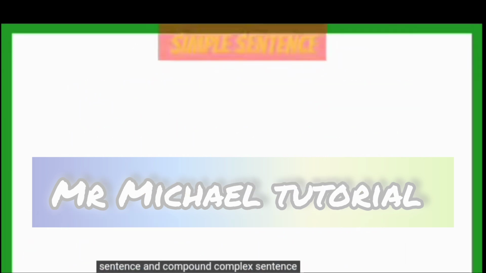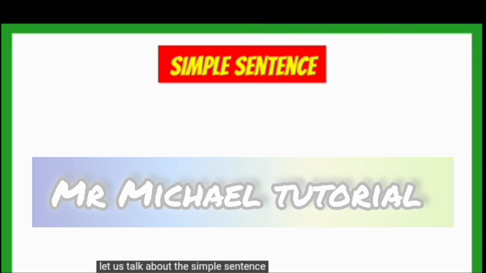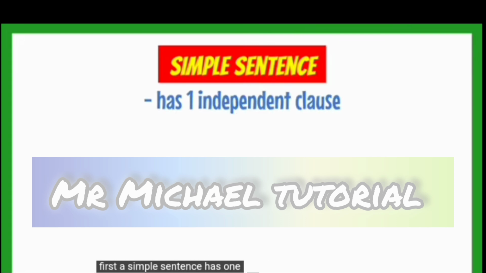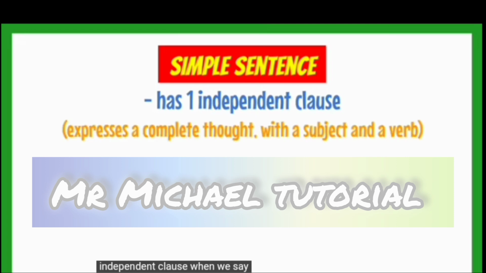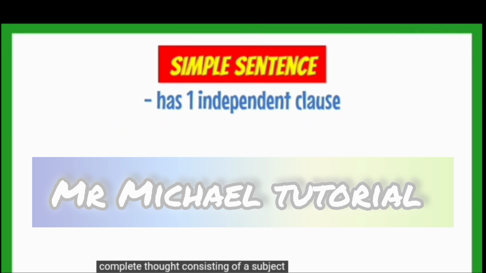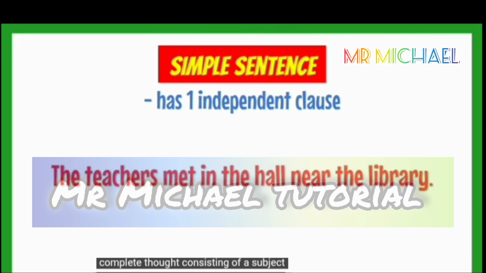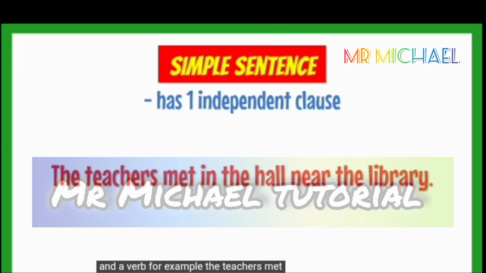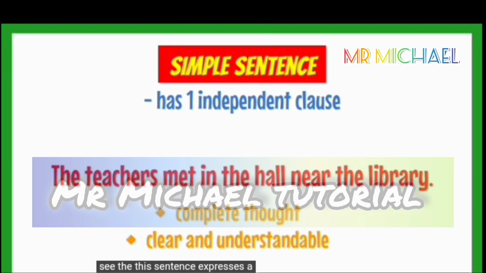Let us talk about the simple sentence first. A simple sentence has one independent clause. When we say independent clause, it expresses a complete thought consisting of a subject and a verb. For example, the teachers met in the hall near the library. As you can see, this sentence expresses a complete thought, right? It is clear and understandable. It is complete in itself.